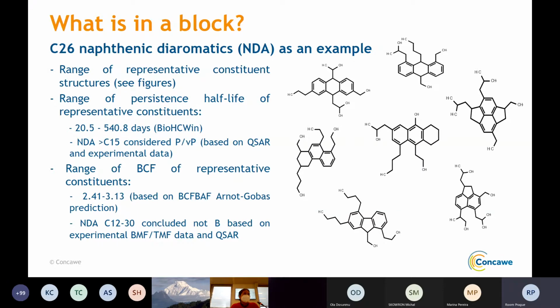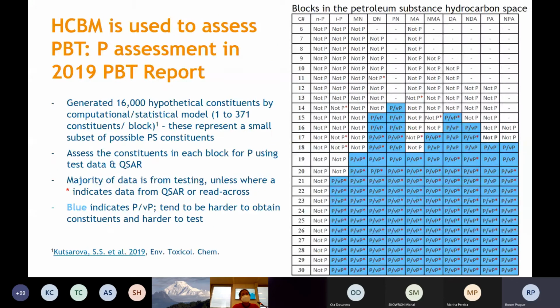Similarly, on the bioaccumulation side, we do have a smaller range of predicted bioaccumulation, but again, based on either QSAR or experimental data, these structures in this block are concluded not to be bioaccumulative. So at some point, we have to ask ourselves, at what point is it okay to have some variability in the predicted outcomes if it's going to end up with the same kind of assessment? So I wanted to show you then what is in the 2019 Concawe PBT report.